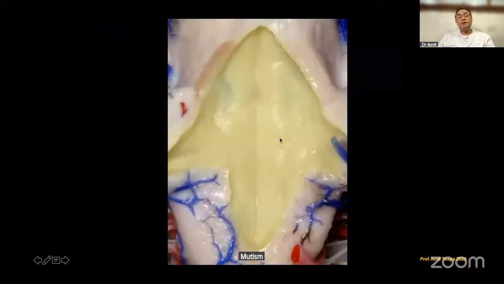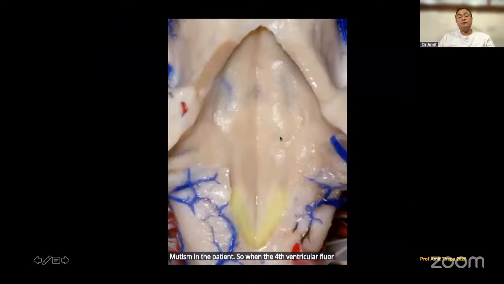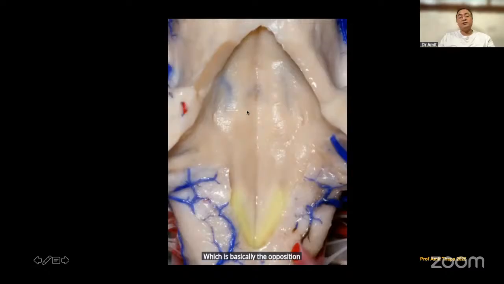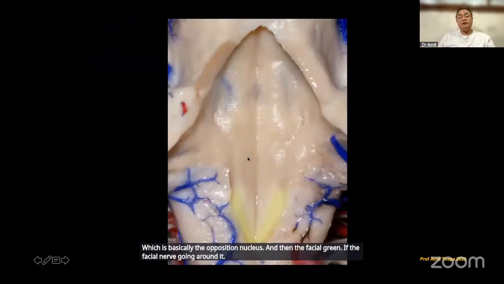When the fourth ventricular floor is open in front of you, the most prominent feature which immediately catches your eye is the facial colliculus, which is basically the abducens nucleus, and then the facial nerve going around it. And then there's the striae medullares, and then there's a hypoglossal triangle, and then there's a vagal triangle below.